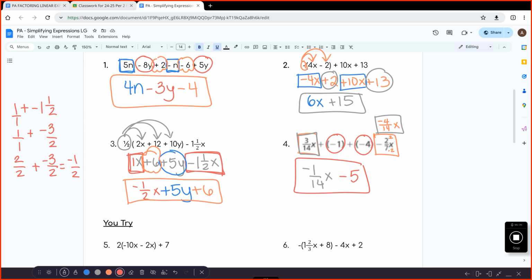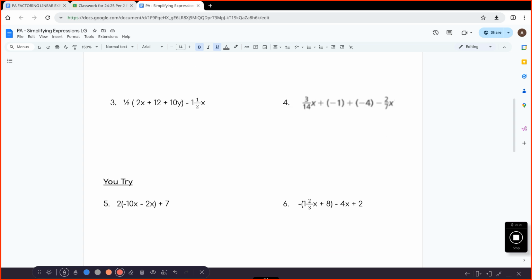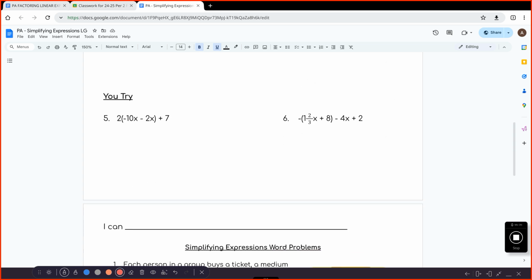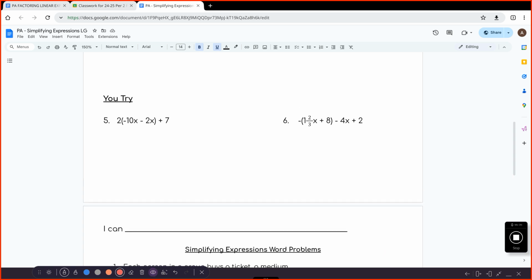All right, at this point, I want you to pause the video and try the you try problems at the bottom. All right, by now you should have paused the video, so let's see how we do. So 2 times negative 10x will get us negative 20x. 2 times negative 2x gets us negative 4x, and then we drop down the plus 7. Now we're going to combine our like terms. Negative 20x plus negative 4x gets you negative 24x, and then this plus 7 drops down.